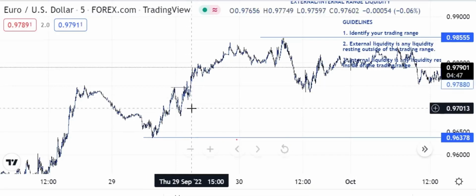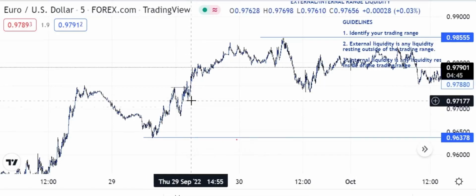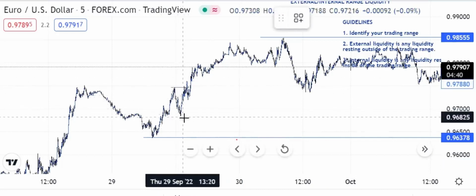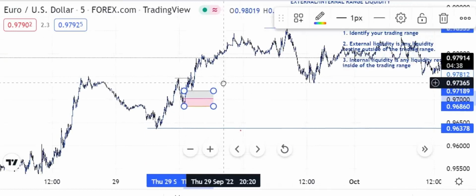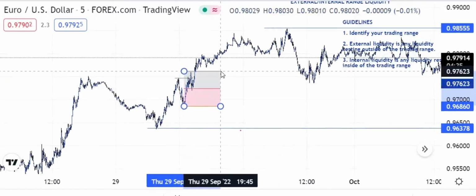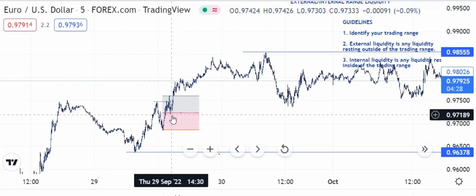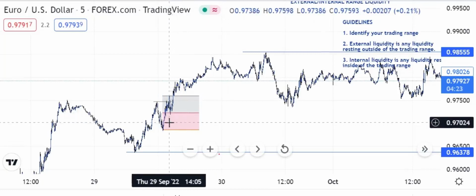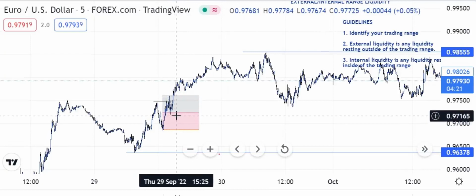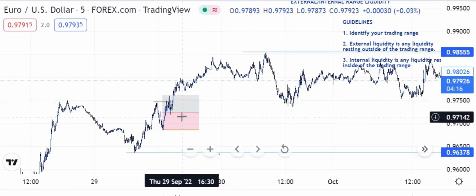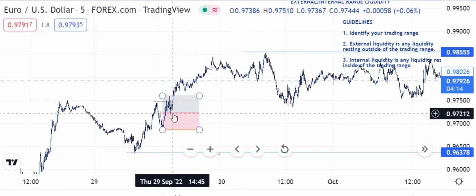And pullback. Is this a valid pullback? Well, if you're in doubt, use your fib tool to determine that. Let me use the fib tool to show you whether it is valid or not. Can you see that? As you can see, price retraced to at least the 50% fib level, meaning that this is a valid retracement. This is a valid low and this is a valid high. So now this is another internal liquidity.